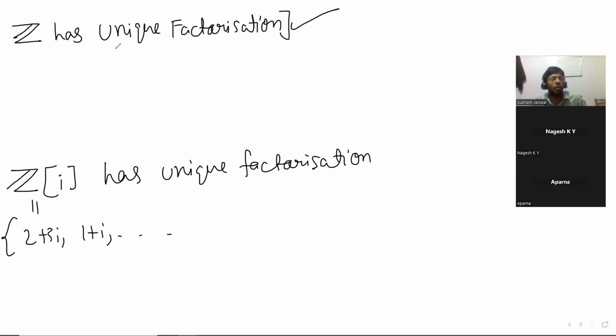How will I say that it has unique factorization? Anyways, let me try. So Z[i] has unique factorization. This is my claim. And here we will learn some tools.